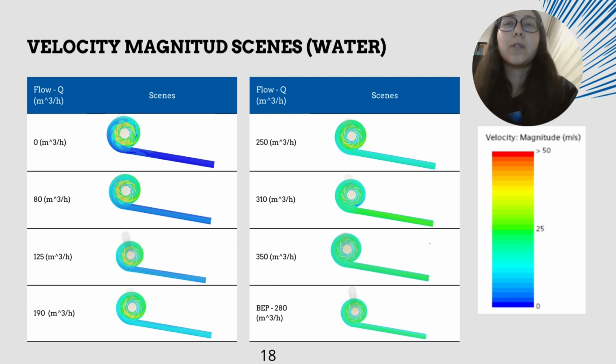Following the results obtained, we decided to make a velocity magnitude contour. As we can see, as the flow rate increases, the behavior of our pump is more uniform. And also, always at the walls of the outlet, we can see that the velocity is zero. So we can say with certainty that our simulation makes sense.